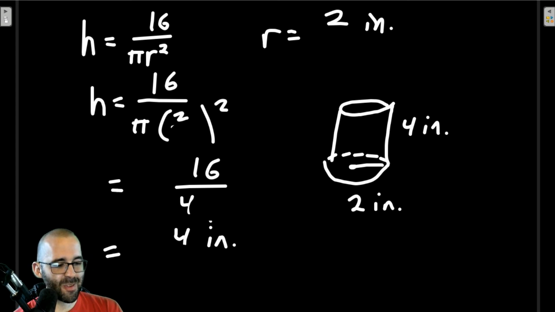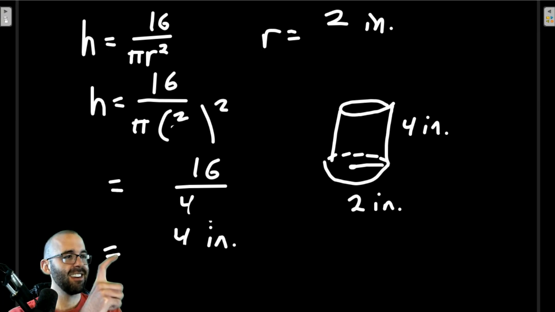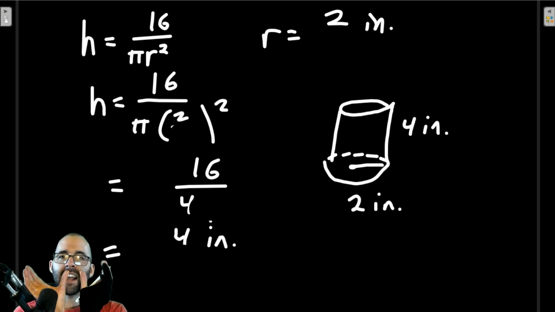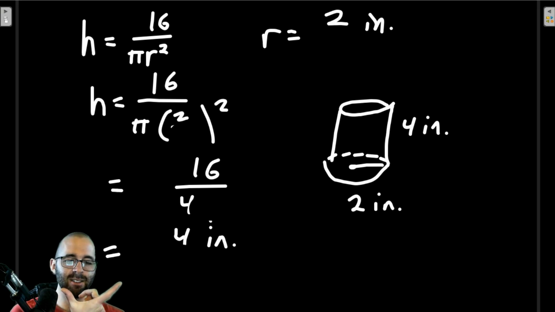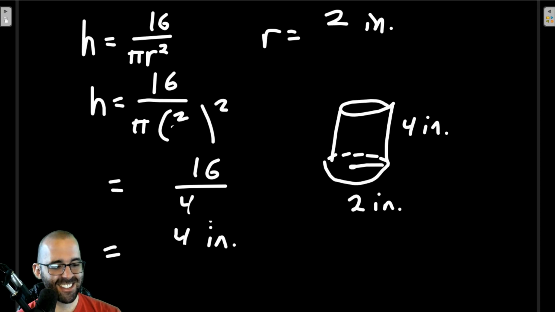Is this a large soup can? I don't know. Yeah, it's pretty fat, right? Like a 4-inch diameter soup can. It's not very tall. It's like a real squat soup can. I don't know. I said it's supposed to be large. So this is our answer right here.